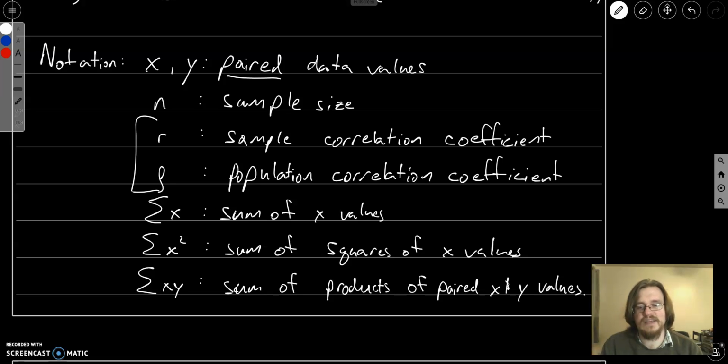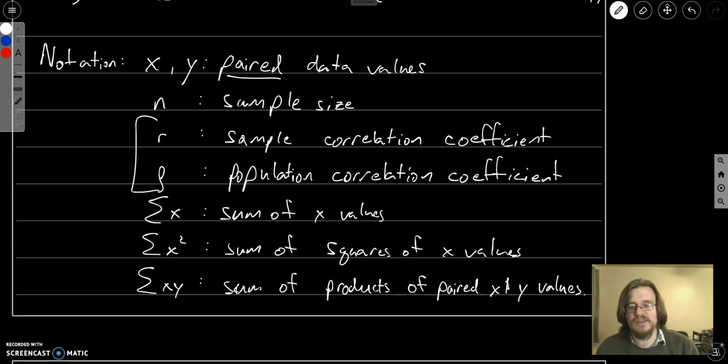R is our sample correlation coefficient. This is the number that we're going to look at and say, this seems pretty close to 1. It seems linear. Or maybe it seems close to 0, and it doesn't seem very linear. Rho, the Greek letter rho, which is R in English, is the population correlation coefficient. So R is just going to be the sample in the same way that x bar is the sample mean and mu is the population mean. So we have our population.